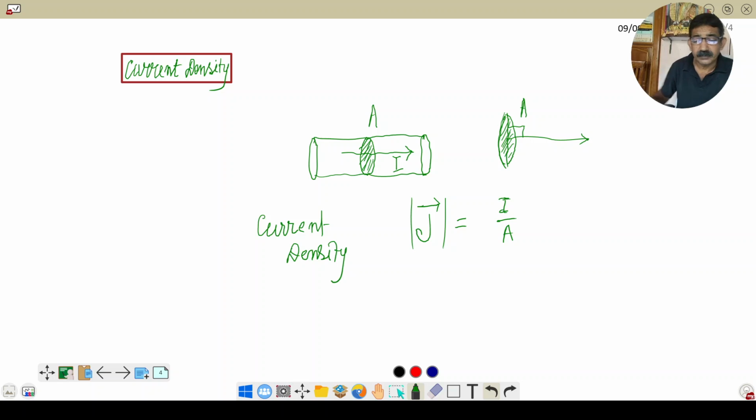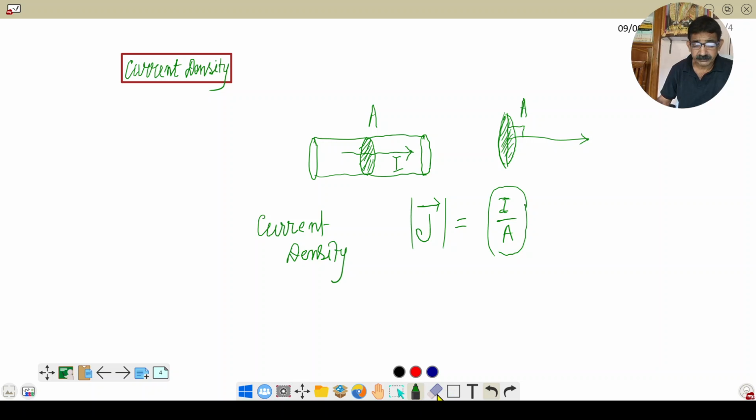So this is the expression for current density. J is a vector quantity, and this is the magnitude of the current density. J is equal to I by A. I is equal to electric current, and A is equal to area of cross section. Okay. Now we shall re-enter into the previous topics.